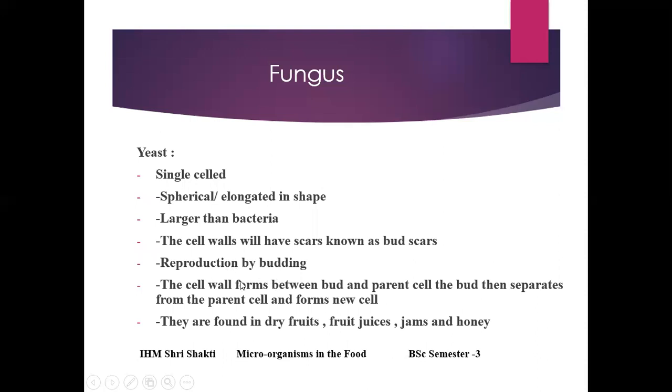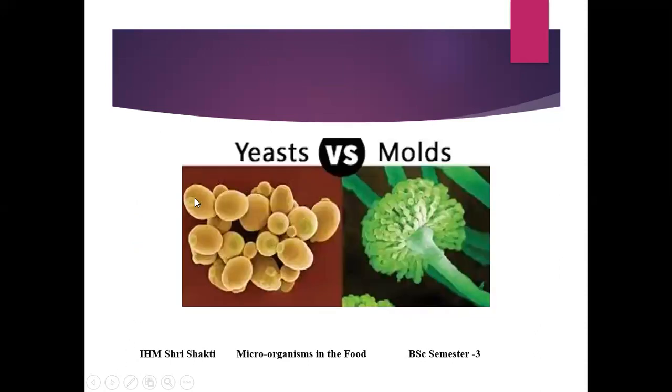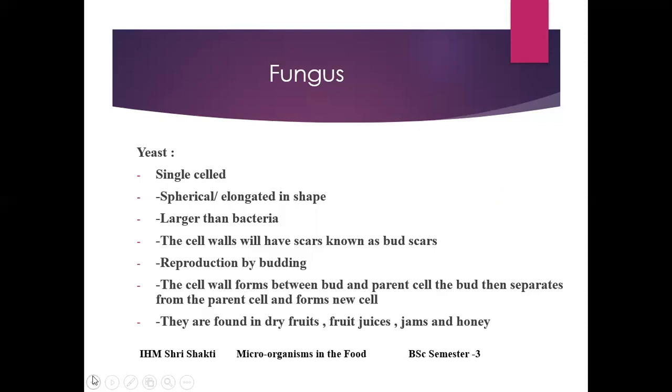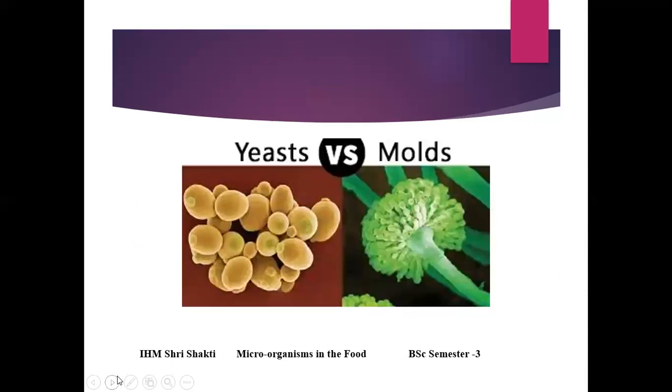Reproduction is by budding. A cell wall forms between the bud and the parent. The bud then separates from the parent and forms a new cell. So you can see here, these are the bud scars, where the bud separates from the parent cell and forms a new cell. Yeasts are found in dry fruits, fruit juices, jams, and honey. So this is about the yeast.